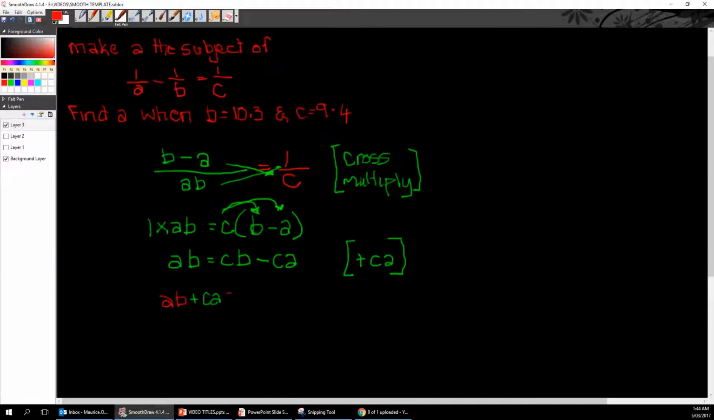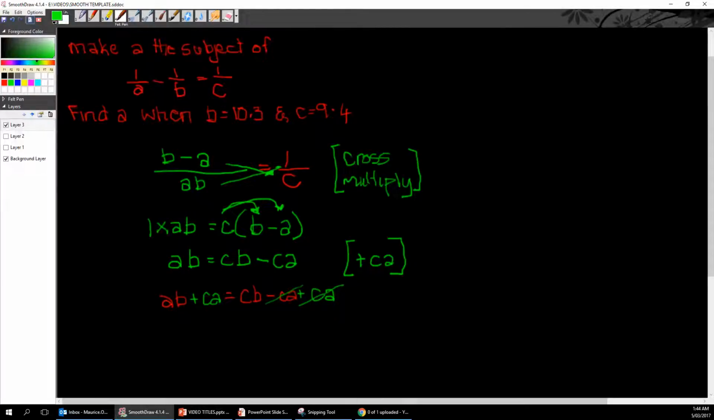Equals CB minus CA plus, oh, go into green, plus CA. See what I've done there? Okay, so then these here, minus CA plus CA, that all cancels out.